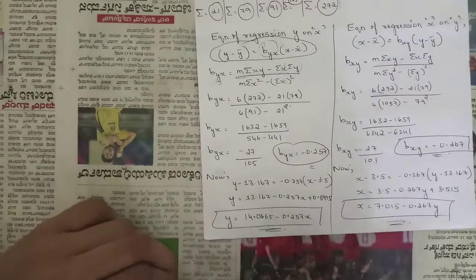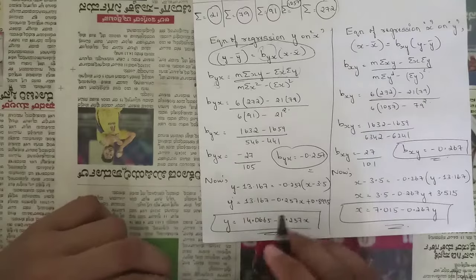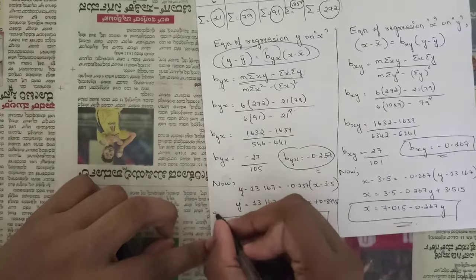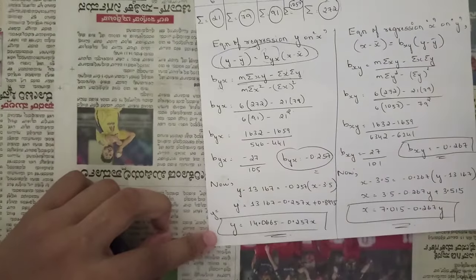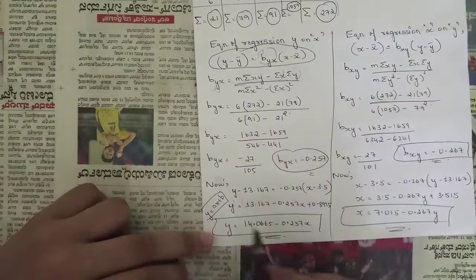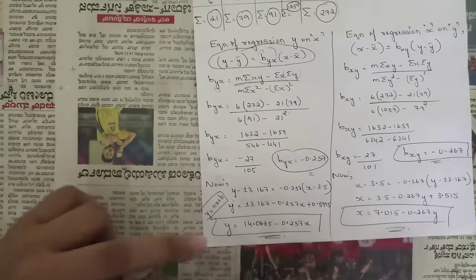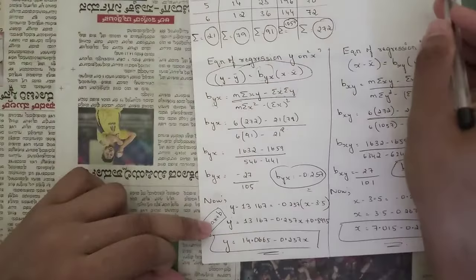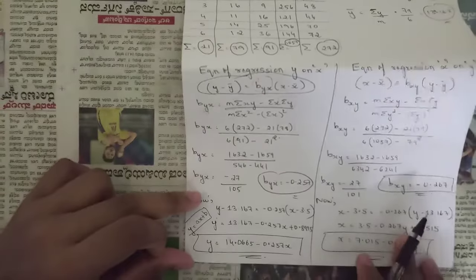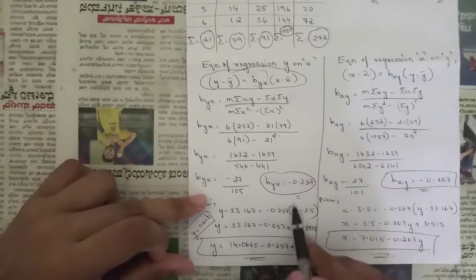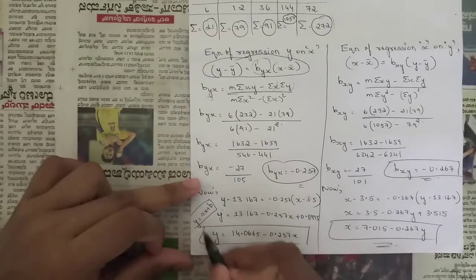So now our equation would be looking like, write this y as it is. Since our goal is to get the equation of regression y on x, that is given as y is equal to ax plus b. This is our general equation of regression y on x. So here y and x we need to keep as it is in this equation. So y minus y bar, y bar is 13.167. Substitute that: 13.167 is equal to b yx, we got it as minus 0.257 into x minus x bar, which is 3.5.